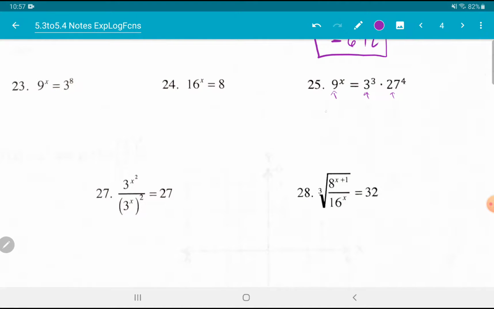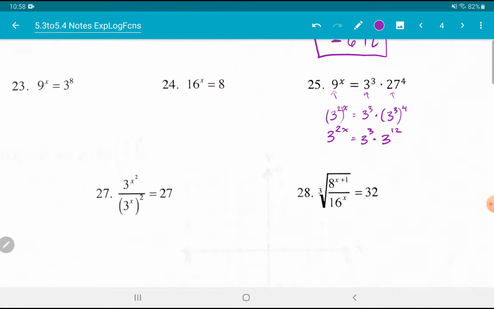So 9 is the same as 3 squared, and then that's to the power of x. And 27 can be thought of as 3 to the power of 3, and then that's to the fourth power. Now, based on our laws of exponents, if you have parentheses, it's like multiplying the exponents together. So 2x, and then here we have 3 to the third, and here we have 3 to the 12th.